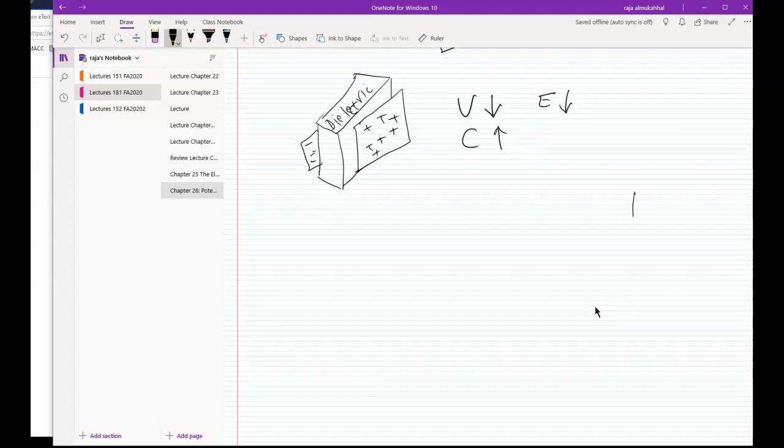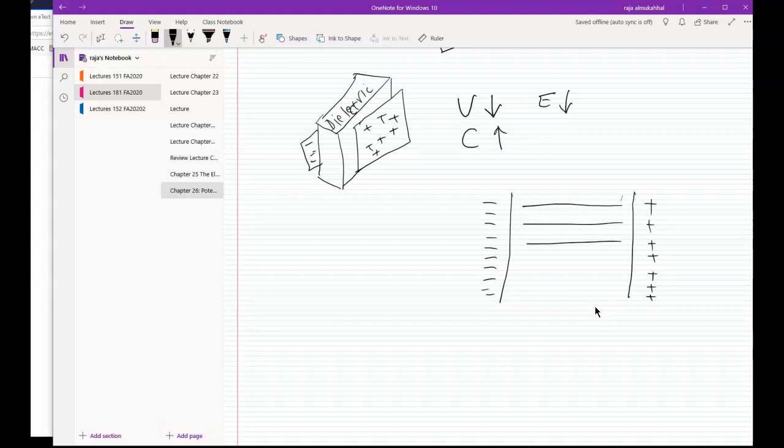Watch. Here are the two plates. Here's the plate, here's the other one. This is a two-dimensional picture. This is positive, this is negative. Of course, before I insert the dielectric, I know that there is an electric field. Here it is, just like that. Here's the electric field. I'm going to call it E naught.